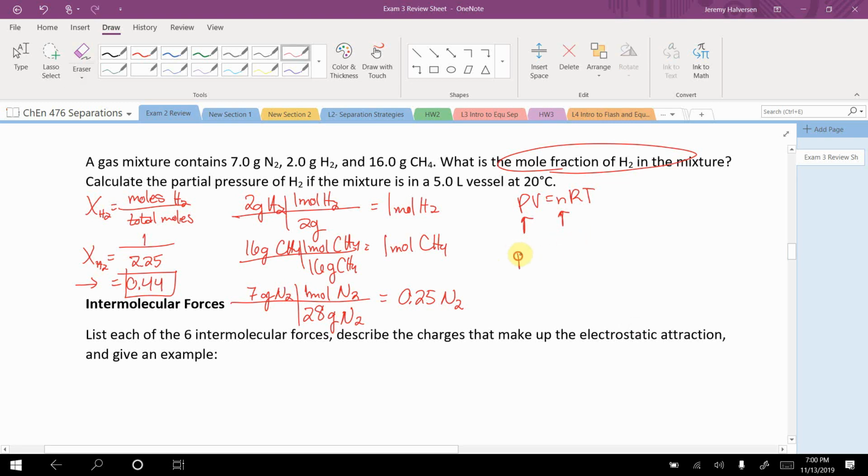So I would say the pressure of H2 equals nH2RT over V. Temperature is 293 over volume of 5. What do we get? 4.8.